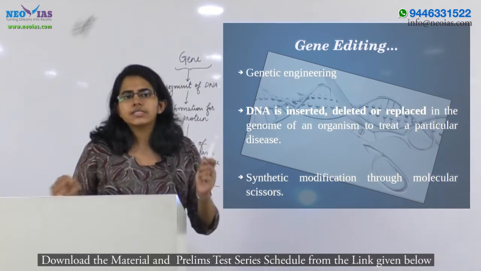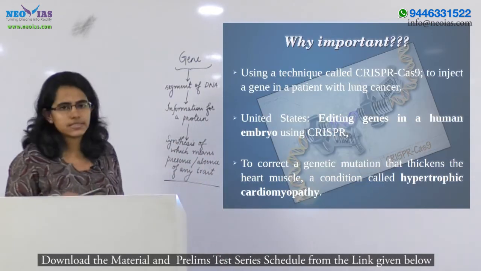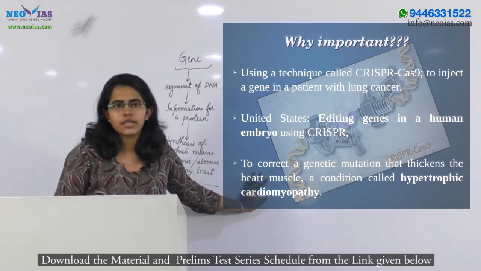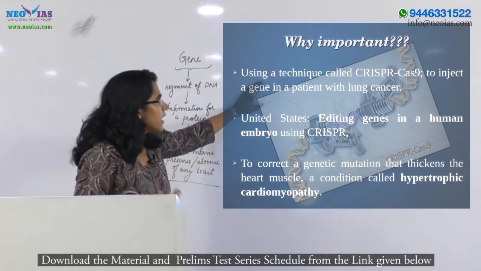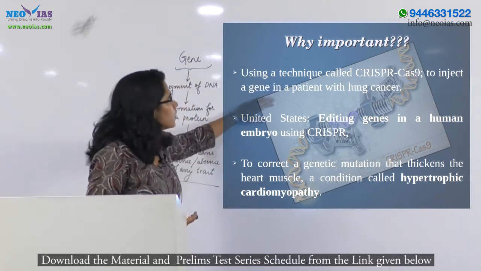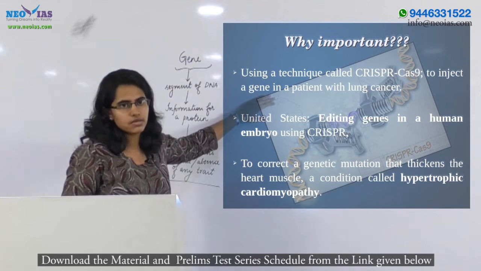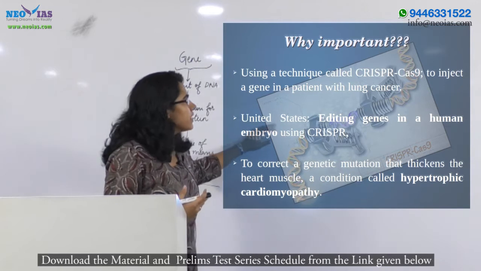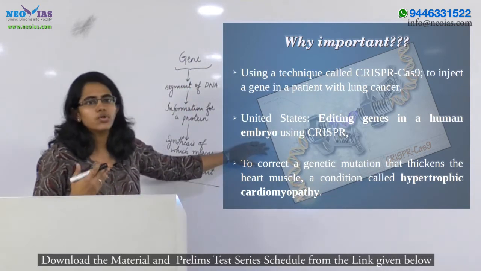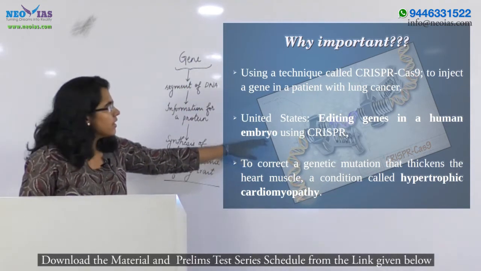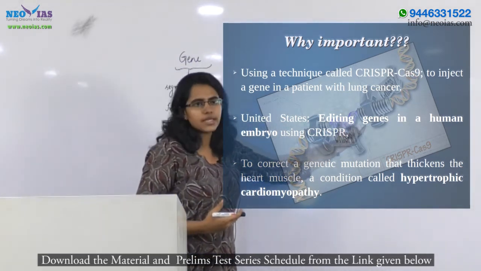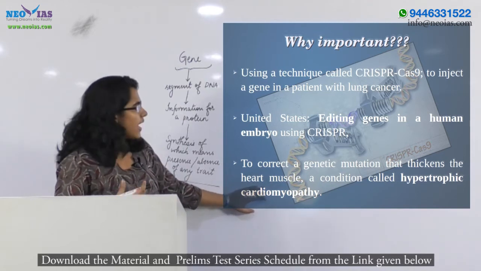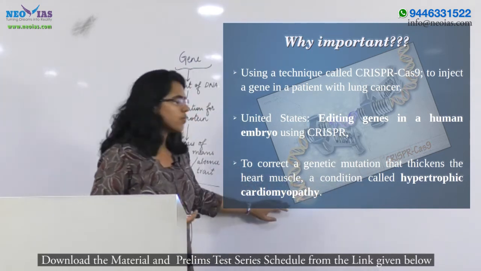Why this gene editing is in use is because of two reasons. First, last year China did a successful experiment using gene editing, where it made use of the CRISPR Cas9 technique to inject a gene in a patient with lung cancer. And recently this year, the United States went a step ahead and edited the genes in a human embryo using the CRISPR Cas9 technique. They did this to correct a genetic mutation that thickens the heart muscle, a condition called hypertrophic cardiomyopathy.